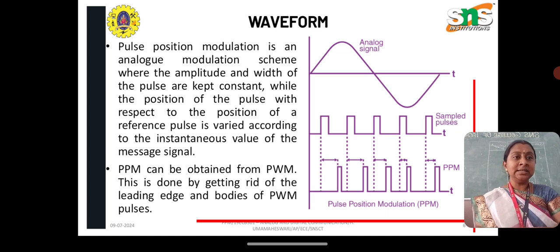The first signal is the analog signal. From that we get a carrier signal. The carrier signal here is a sampled pulse train. It starts at the negative edge, that is, the trailing edge of the signal. And finally, the pulse position modulation. Here the position of the pulses varies in accordance with the amplitude of the signal.